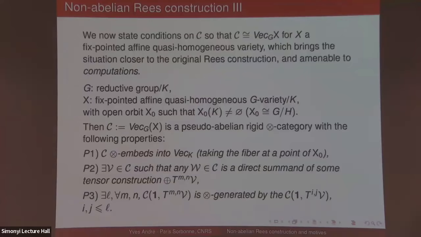says that the morphisms in C between the unit object and some tensor construction, of degree M_n, so the degree in M is V tensor n and V dual tensor n, are tensor generated by a set of morphisms of lower degree, I and j less than a certain constant. Finite generation assumption. So any category like this has these three properties.